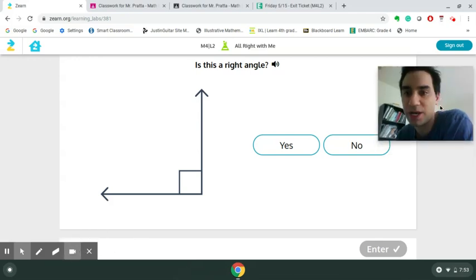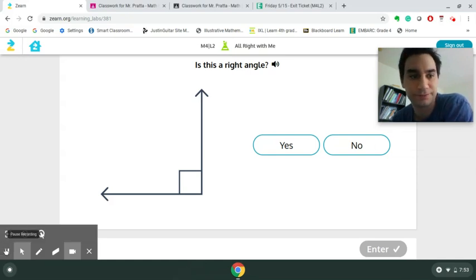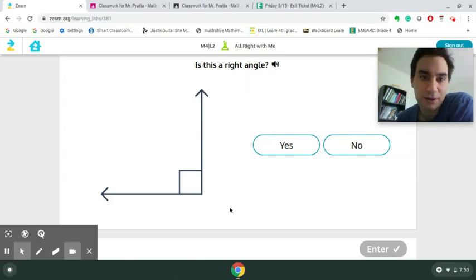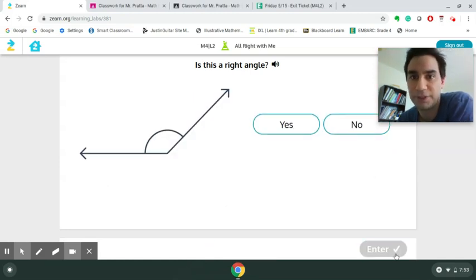I want you to answer the question. Press enter and check your work. Let's see if you're correct. Is this a right angle? Well, it looks like a right angle, right? It looks like it's the corner of a square or a rectangle. It's got our right angle symbol. So yes, it's a right angle. You got it. Nice job.